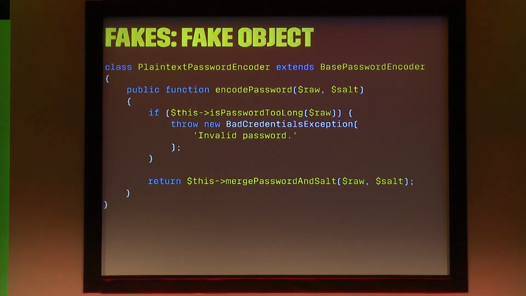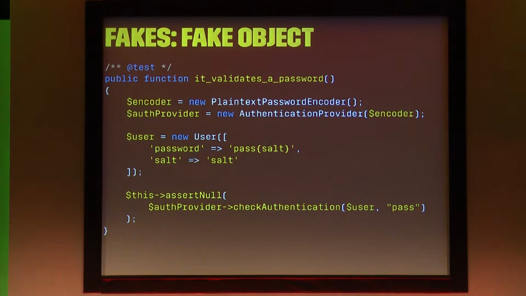Fake objects, like the dummy we just talked about. Back with the authentication provider, Symfony actually has a plain text password encoder, which doesn't actually do any encoding. It just returns the password that you give it. So using this, our test is a little bit more clear. We don't have to worry about putting some sort of bcrypt value into the user. We just pass it in, just like we did with the dummy, and our test should pass quite easily.